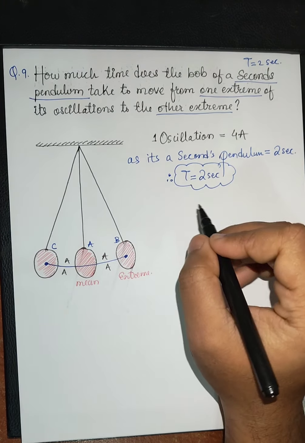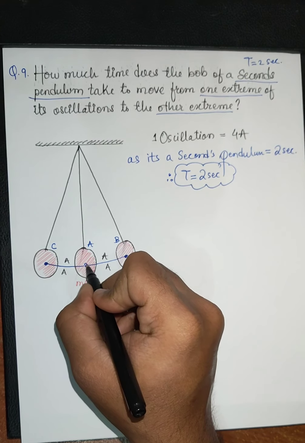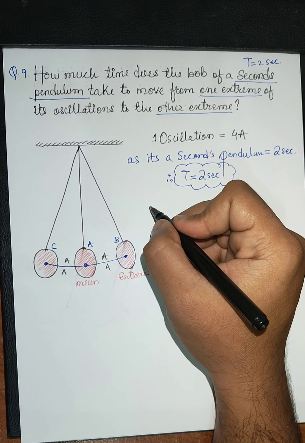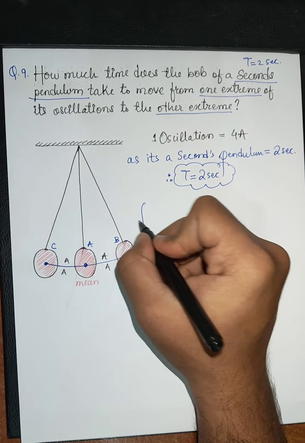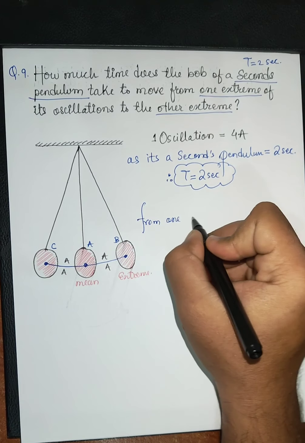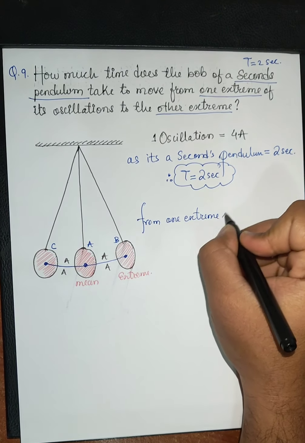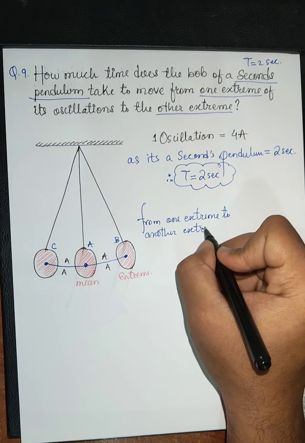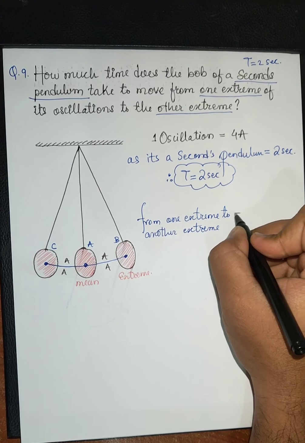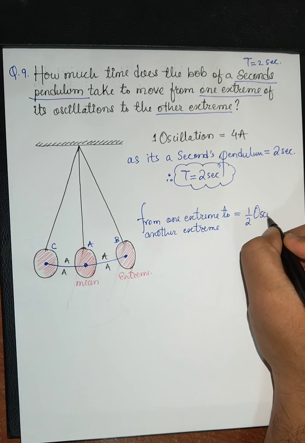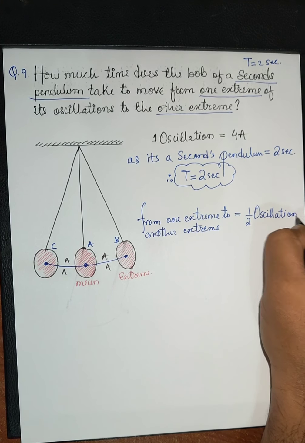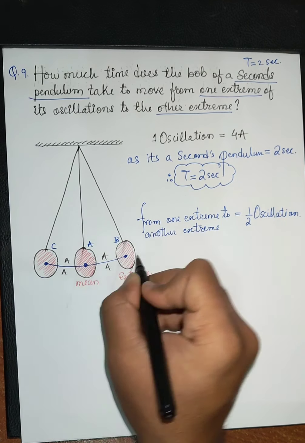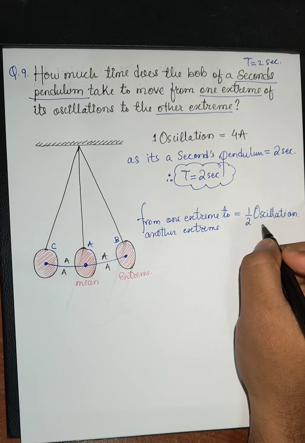Now an oscillation is when you start from the mean position, it goes here, then again comes back. So from one extreme to another extreme position is equal to half the oscillation. That means we are not performing a complete oscillation, we are just moving from B to C. The return part is missing, so we have only half an oscillation.